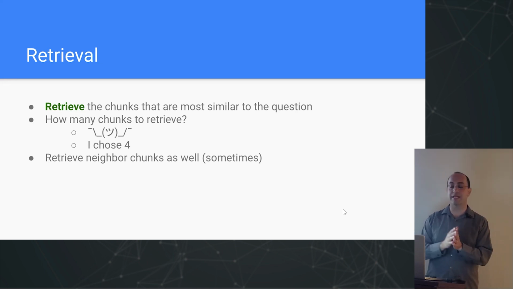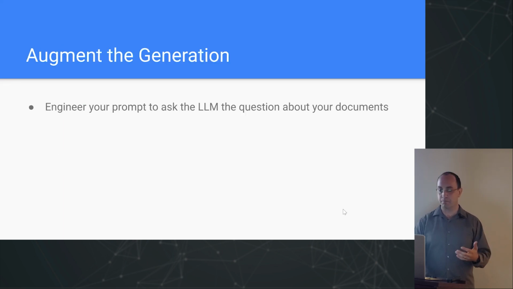One thing that people do is they sometimes represent and retrieve the neighbor chunks. If you know that your chunking and splitting mechanism was really good, you probably don't need to do that. But otherwise, you might want to, because what happens before and after might actually explain.